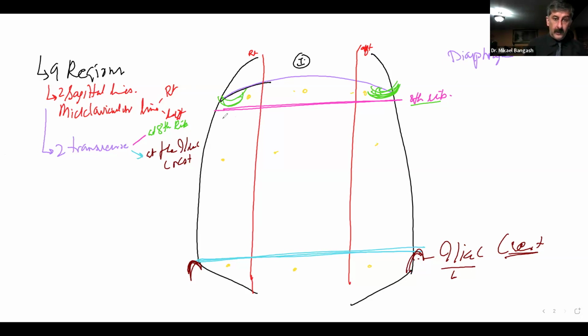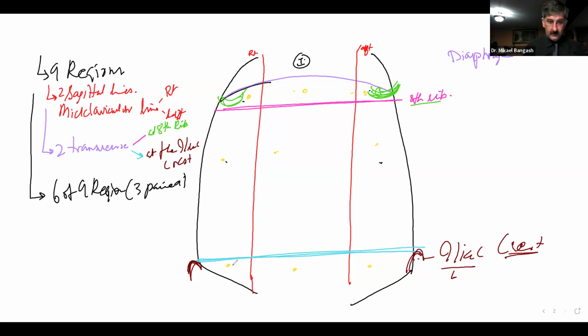When we look at it, we can mainly say that 6 of these regions, 6 of the 9 regions, are mainly going to be 3 paired. Maybe you can say one region has a pair, a second region has a pair, a third region has a pair.